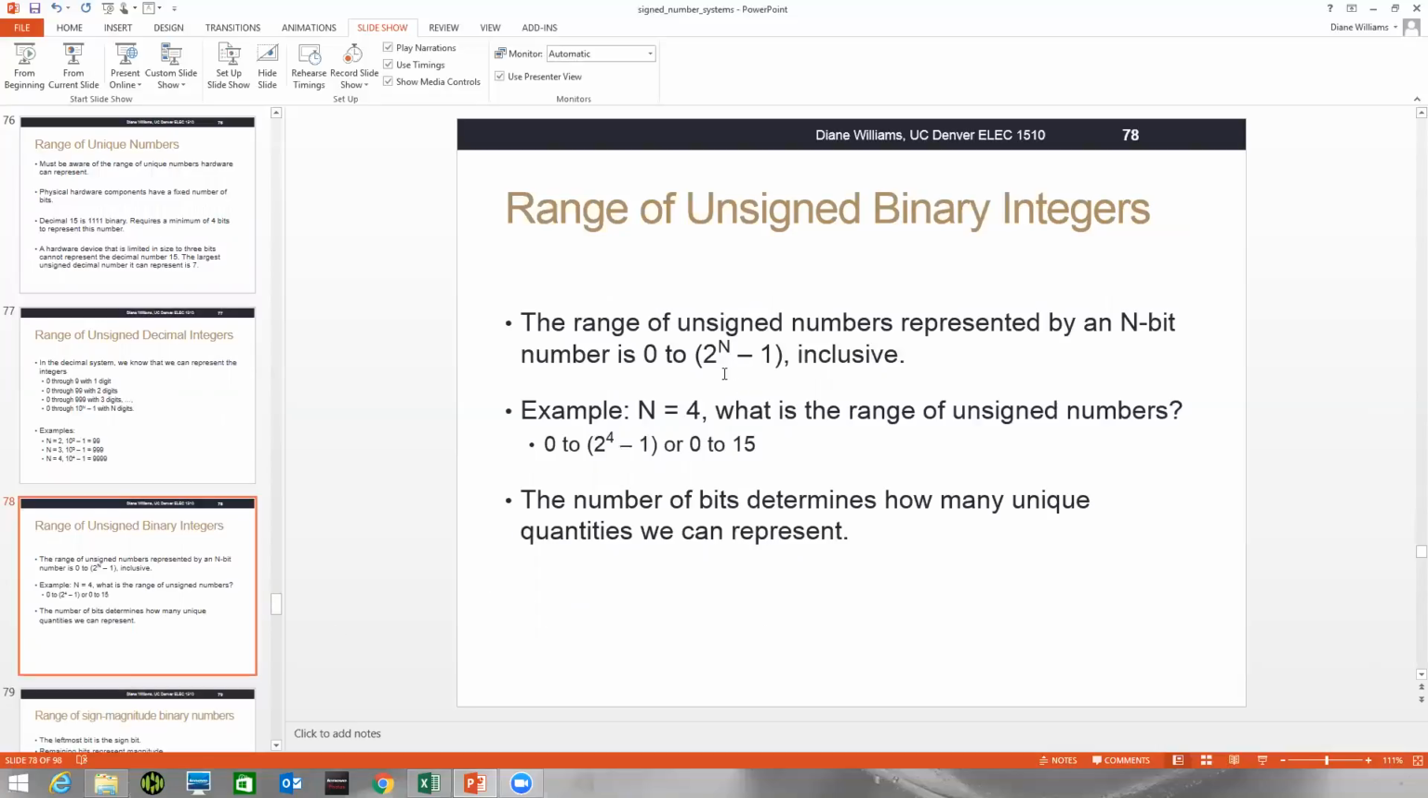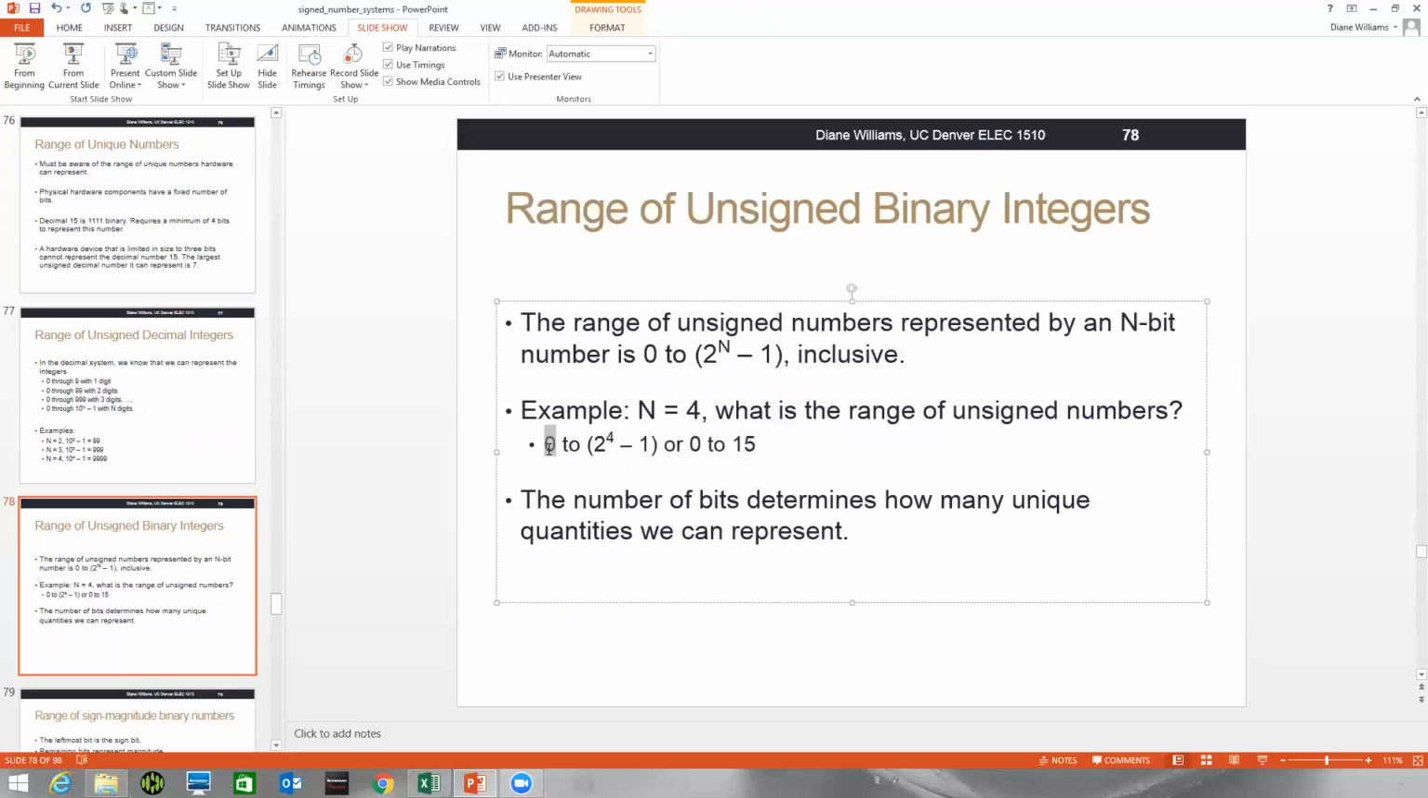So unsigned binary numbers are represented with a range. Here's the formula: 0 to 2 to the n minus 1, inclusive, where n is the number of bits. Meaning we can represent both endpoints. So let's say, what happens when n is 4?